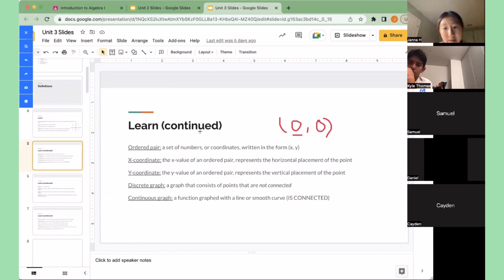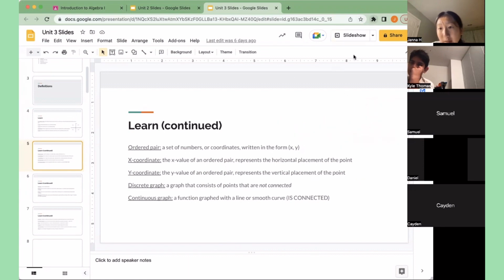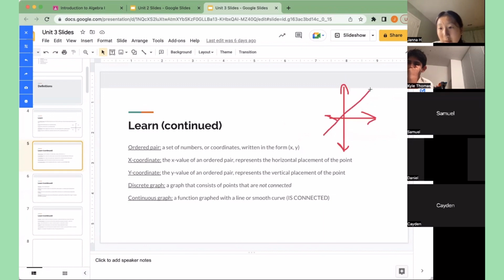Discrete graph, a graph that consists of points that are not connected. So if you had a plane here, it's just a graph with a bunch of points like this. And then a continuous graph is one that has a line or smooth curve, so it's connected. So you could think of it as continuous, connected. So sorry, that was bad. So this would be a continuous graph. All these points are connected. Okay, let's move on.